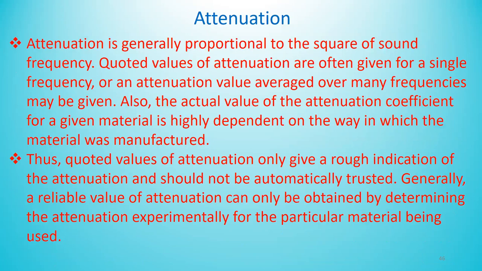Attenuation is generally proportional to the square of sound frequency. Quoted values of attenuation are often given for a single frequency, or an attenuation value averaged over many frequencies may be given. Also, the actual value of the attenuation coefficient for a given material is highly dependent on the way in which the material was manufactured. The quoted values of attenuation only give a rough indication of the attenuation and should not be automatically trusted. Generally, a reliable value of attenuation can only be obtained by determining the attenuation experimentally for the particular material being used.